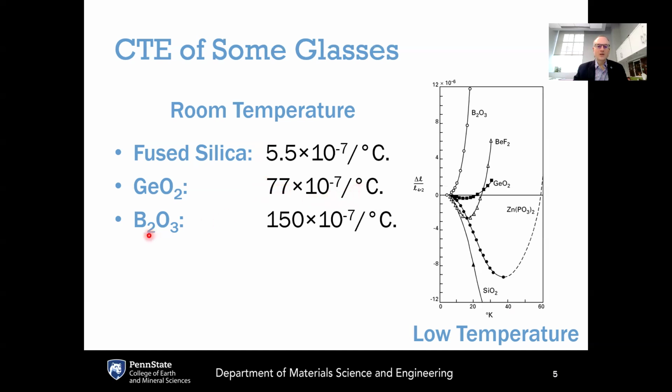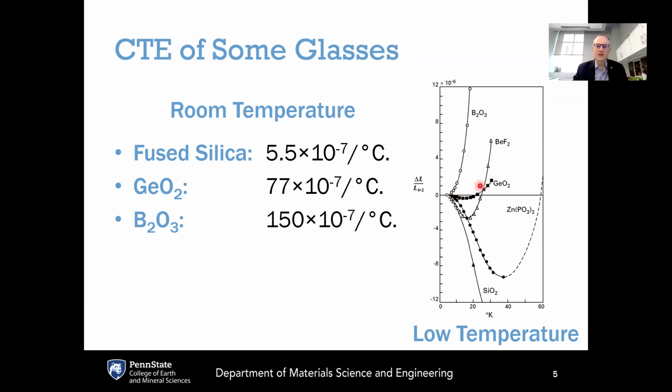And for B2O3 glass, it has an even higher CTE. There are fewer bonds here per atom because of the trigonally coordinated boron, and each of those bonds is fairly weak, and this gives a larger thermal expansion coefficient of 150 × 10^-7 per degree C.